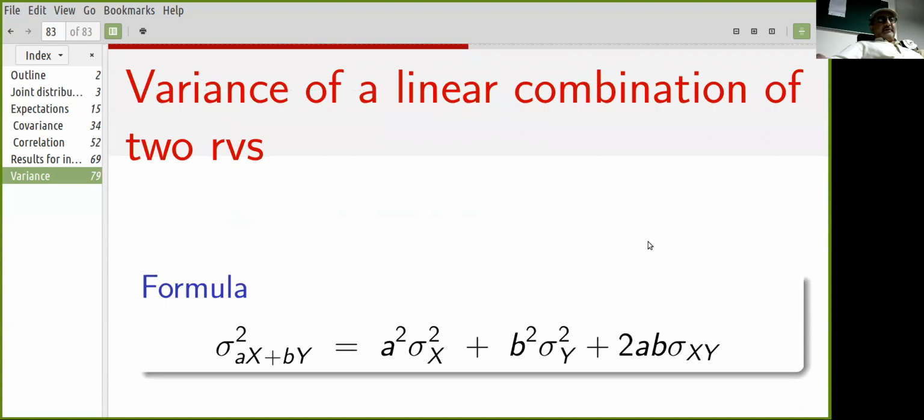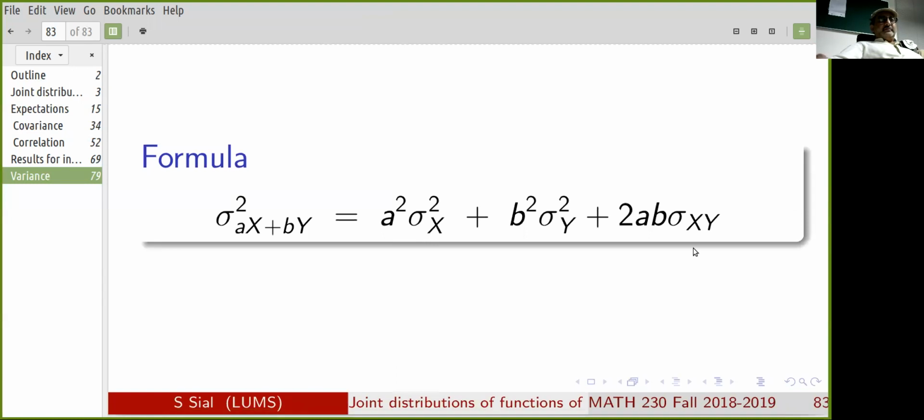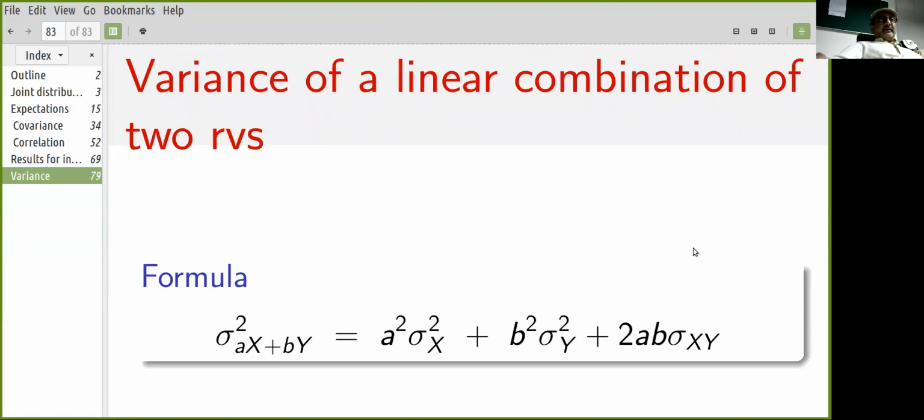And if you have the variance of a linear combination of two random variables, say the variance of ax plus by, that's a squared times the variance of x plus b squared times the variance of y, plus this extra term 2ab covariance of x and y. Now, if those two were independent, then what would happen?